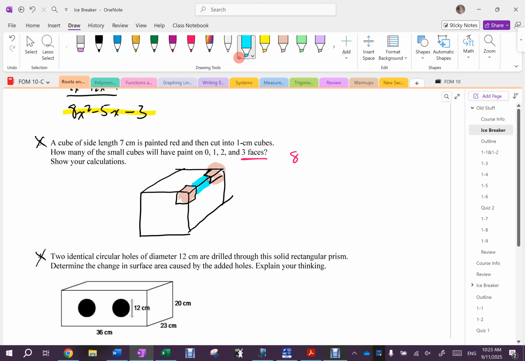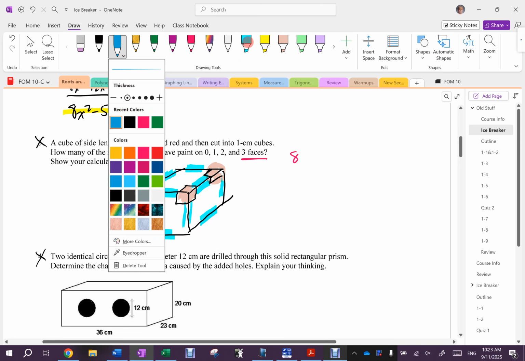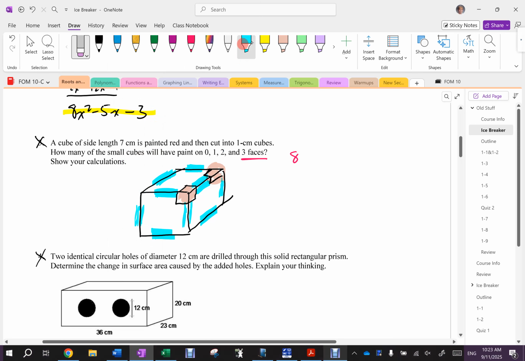How many edges are on the cube? 1, 2, 3, 4, 5, 6, 7, 8, 9. Any more? The one at the back. 10. And the 2 on this back. So how many is that? 12. And there's 5 of them. So we are 2 faces. 60.